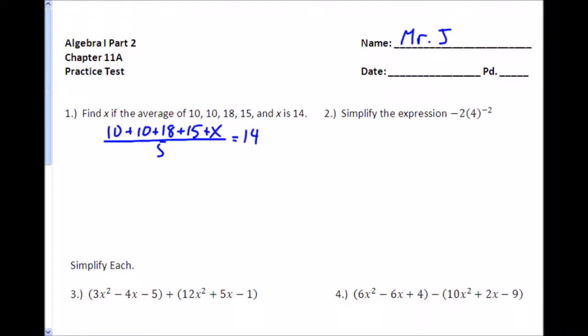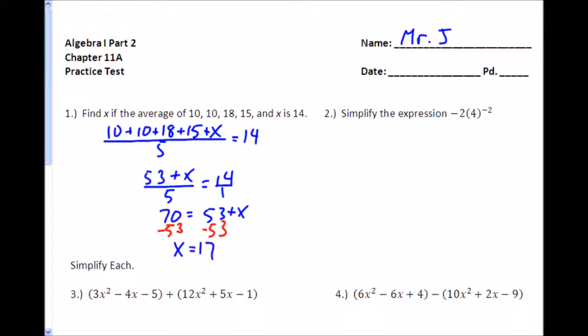So now from here, I just need to simplify that a little bit. In the numerator, if I combine the like terms, that's going to give me 20, 38, looks like a 53 plus x all over 5. And if that's going to equal 14, I could just simply cross multiply. That's going to give me 70 equals 53 plus x. I subtract the 53 from each side, and I find out that x equals 17. And that's it. I can easily check that by plugging the 17 back in and finding the average.